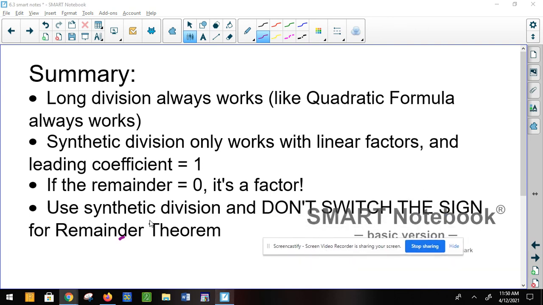When you do synthetic division with remainder theorem, you don't switch the sign, meaning if it says p of -4, like in our example, we used -4, we didn't switch it to +4. All right, so you're going to get a few questions like these as an exit ticket. Let me know if you have any questions. Otherwise, we'll go over this all tomorrow.